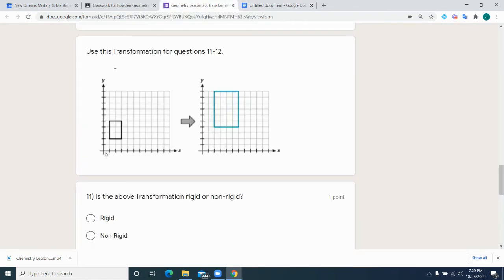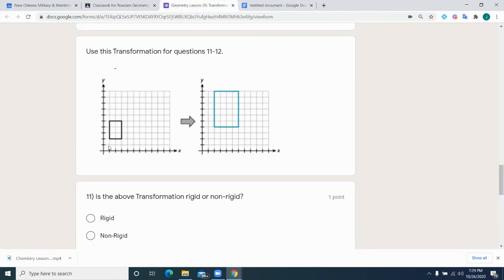What's happening to x? 1 turns into 2. 3 turns into 6. X is getting doubled. What's happening to y? Well, 2 to 4 and 2 to 4, it's either adding 2 or it's getting doubled. It's hard to say. So let's look at the upper left corner.